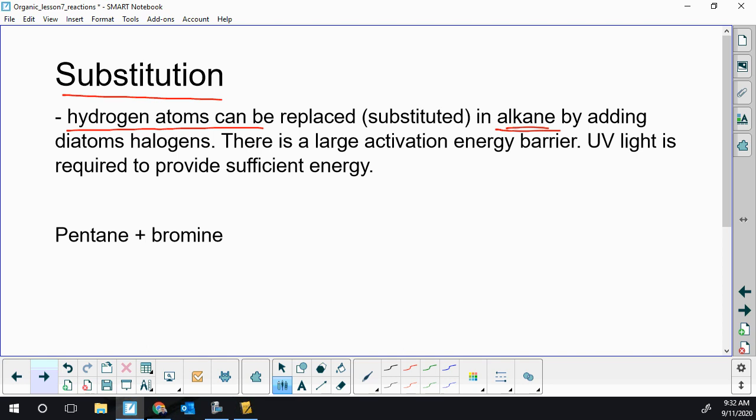But we're breaking those very strong sigma bonds now to get those H's to come off. So you need a catalyst. The most common one is ultraviolet radiation, or UV light. If you actually just set this out in the sun or even right next to a window, this reaction will occur with the energy from the sun.